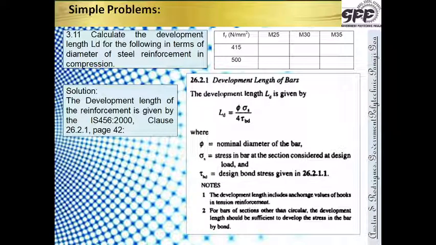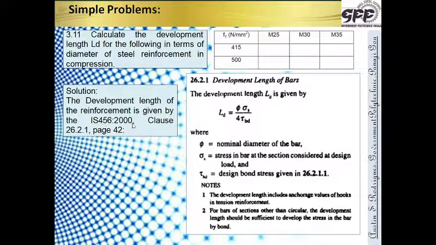Coming to another problem, the next problem is: calculate the development length LD for the following in terms of diameter of steel reinforcement in compression. Now in this case what we have been told is the steel is in compression. The type of concrete is M25, M30, M35, and the type of steel is Fe415 and Fe500.